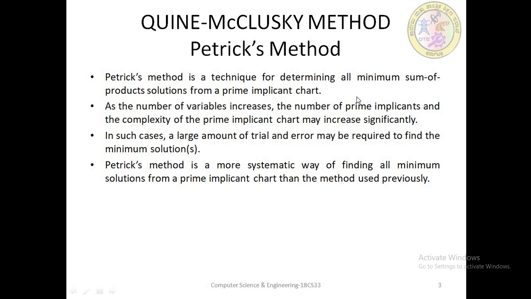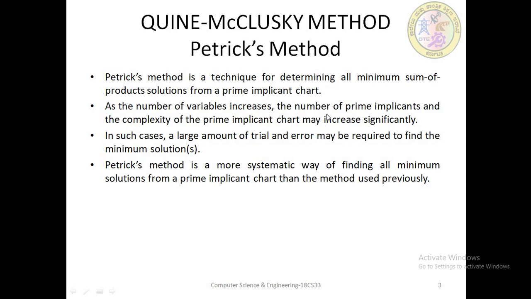Petrick's method is a technique for determining all minimum sum of product solutions from a prime implicant chart. You need to remember this topic. Our aim is always to discover minimum sum of products solutions, but here we are trying to go further, to see how it can be simplified still more. As the number of variables increases, the number of prime implicants and the complexity of the prime implicant chart may increase significantly.